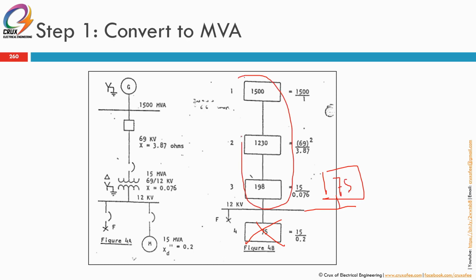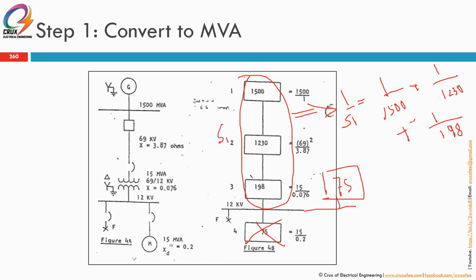So for the ones in series, you need to do it like resistors in parallel. So 1 over S1 will be equal to 1 over 1500 plus 1 over 1230 plus 1 over 198, and you will get this value. Then you will get S1. So when you get to the bottom one, you just add up S1 plus 75. That will be the fault level at this point. Then you divide by root 3 and 12 kV and you will get the short circuit current. Pretty much straightforward.